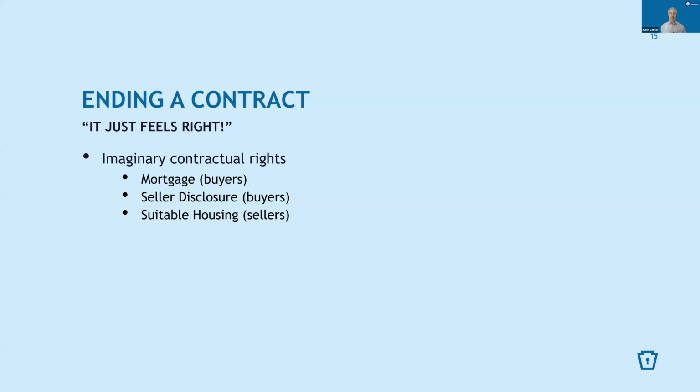On the seller side, just to make it clear that it's not just buyers who are making things up, particularly in the market the way it's been recently, sellers are saying, well, I couldn't find another house to buy, therefore, gosh, I just guess I can't sell you this one, so I'm going to terminate. Again, not a contractual term in the PAR agreement of sale.